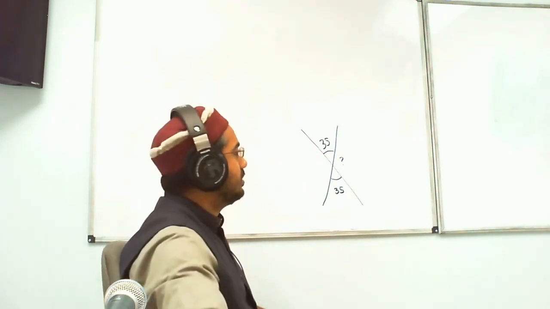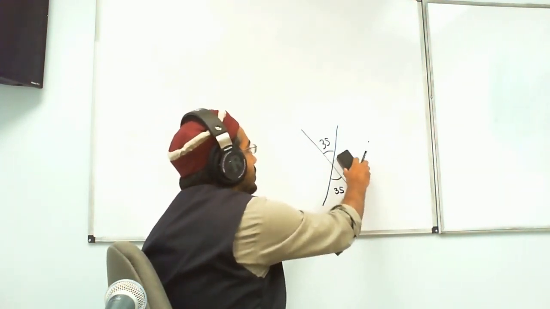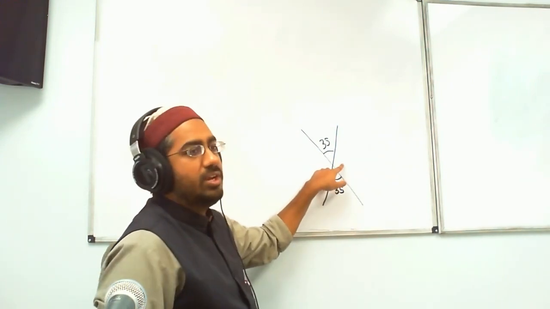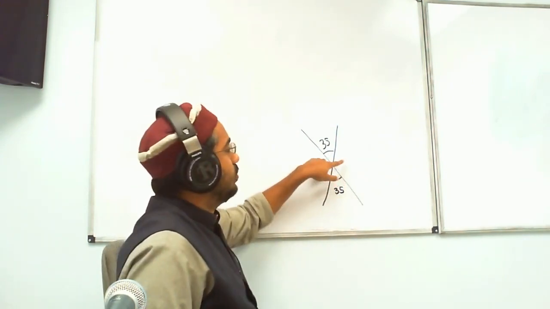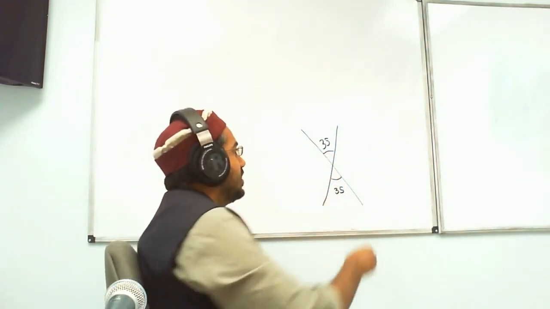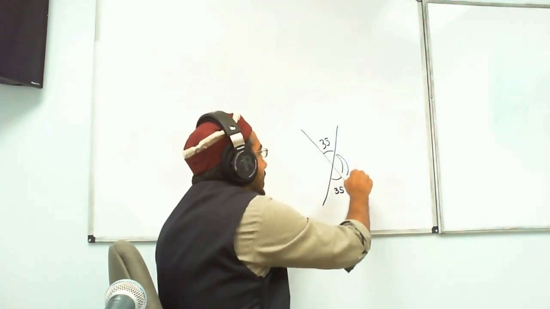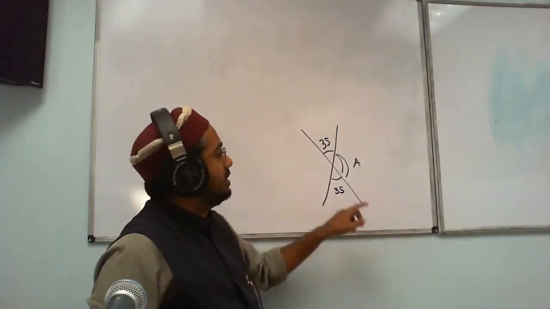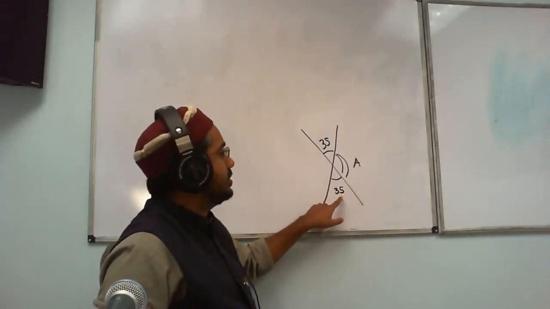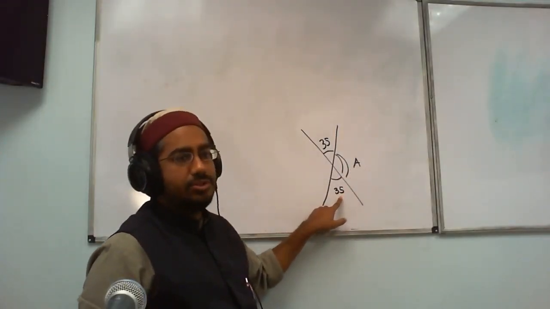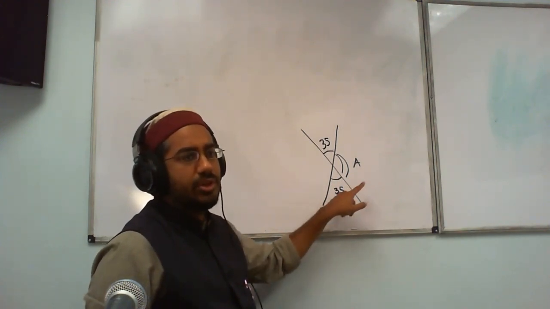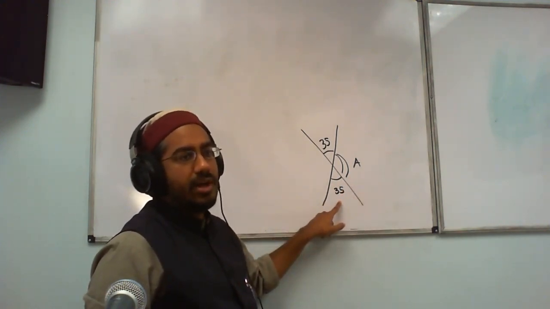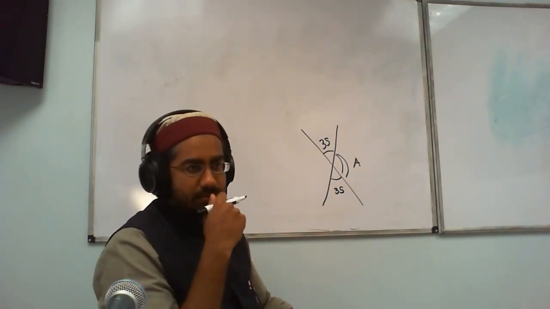Not sure. So let me ask you a question. This angle over here, what is this angle plus this angle? If I say this over here is angle A, angle A plus 35 should equal how much? Do you notice anything from the picture? Angle A and 35, together they equal how much?